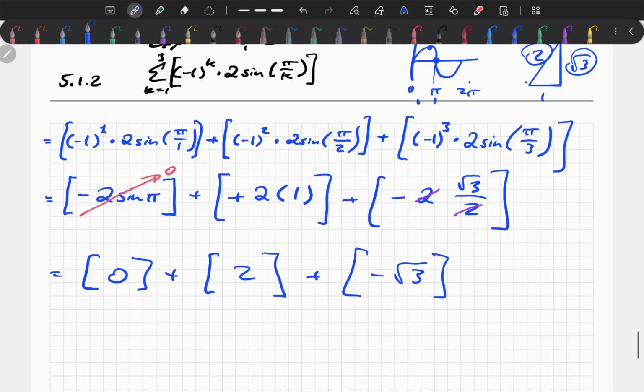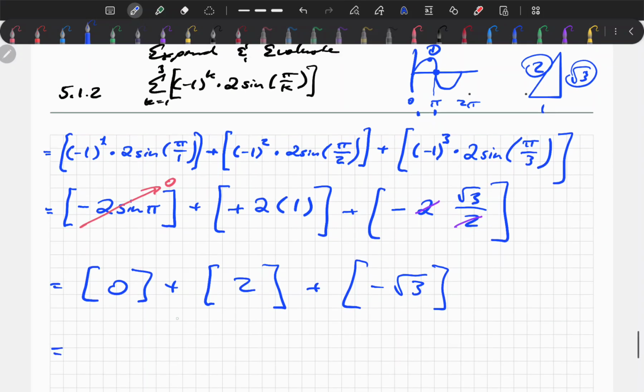So when we evaluate this, this will be 0 plus 2 minus root 3, so we'll have 2 minus root 3 as our exact value for our sum.